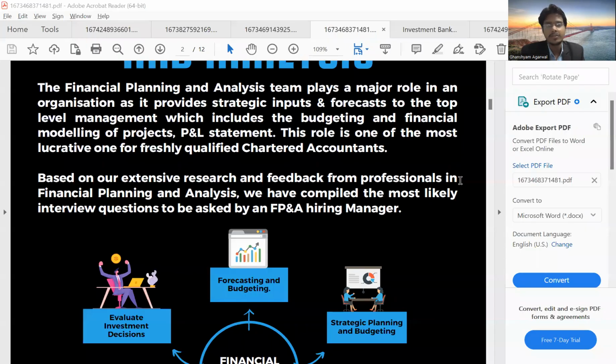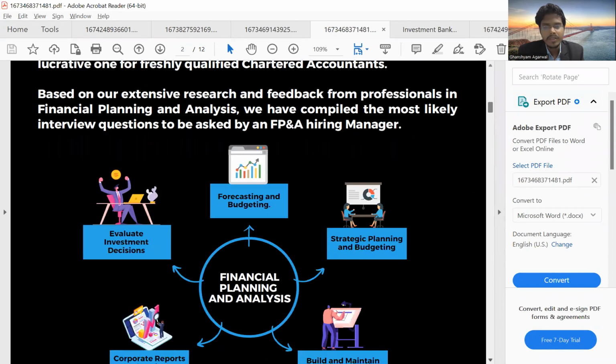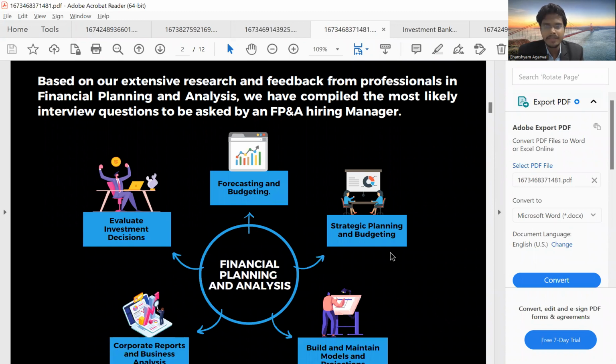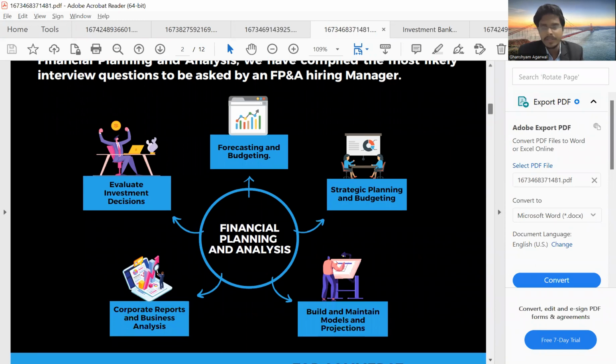Now, what are the things that you need to work hard on in this? Let me share my browser with you. Give me a moment. FP&A plays a major role as it provides strategic inputs and forecasts to top-level management, which includes budgeting, forecasting, modeling. It is very much needed, and even CA freshers are hired nowadays. Based on extensive research, we have made this. It includes forecasting, budgeting, planning, building models as well, projections, reporting and investment decisions.